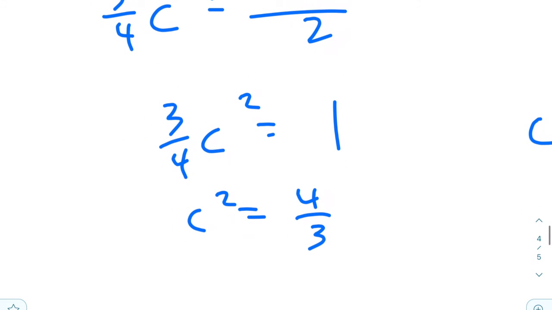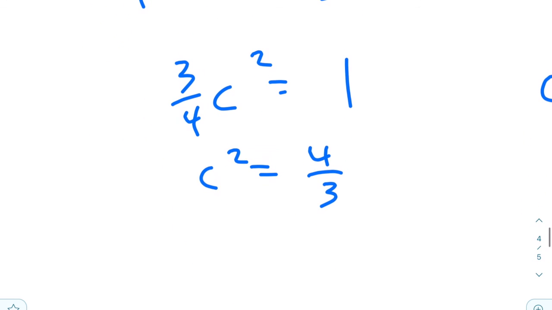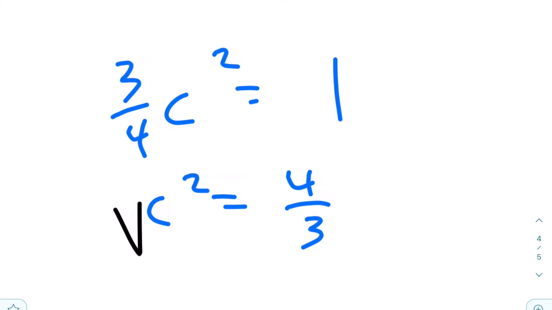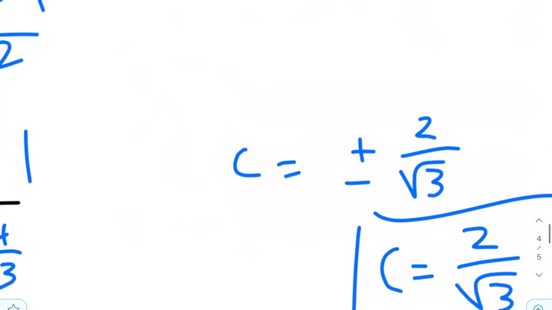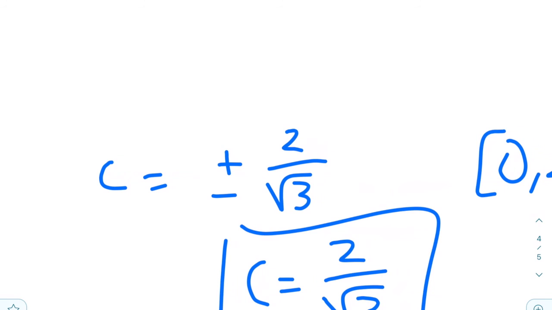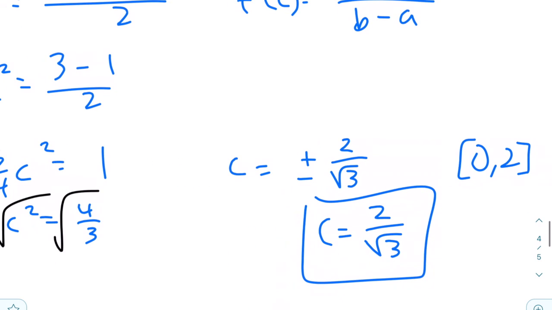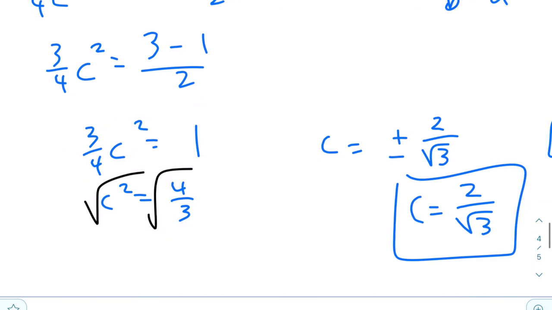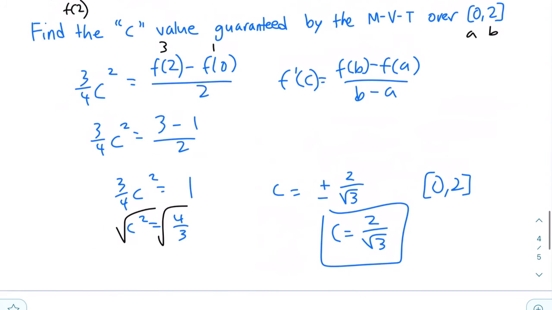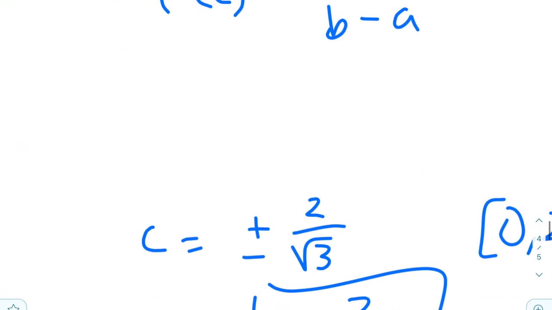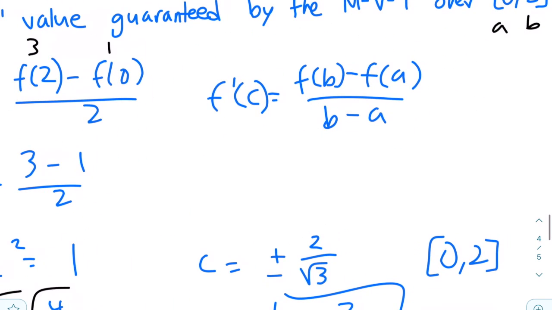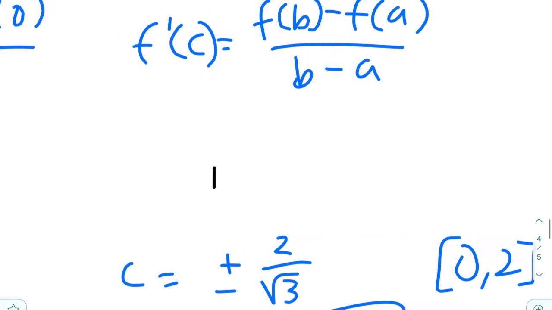Therefore, 3/4 c squared equals 2 over 2, which is just 1. Now we multiply by 4/3 on the other side, and we get c squared equals 4 over 3. So in order to find c, all we have to do is take the square root of both sides, and we get c equals plus or minus 2 over rad 3, because the square root can be plus or minus. However, even though you got two answers for c, you have to make sure the c value is between a and b.